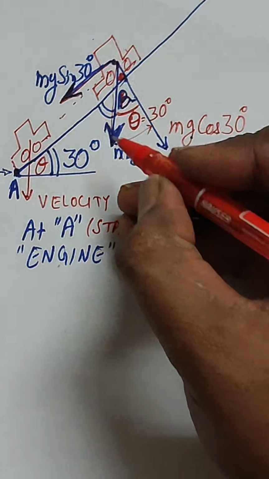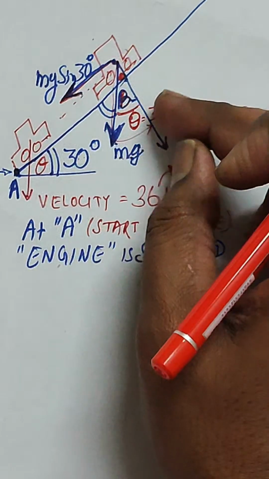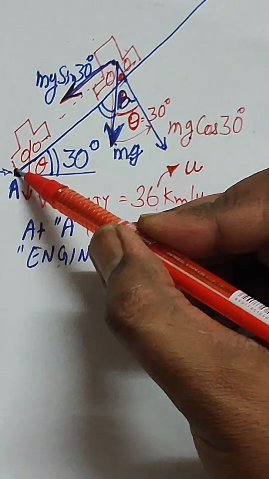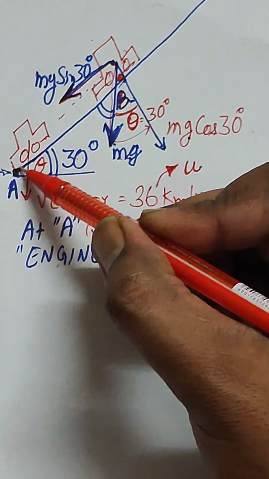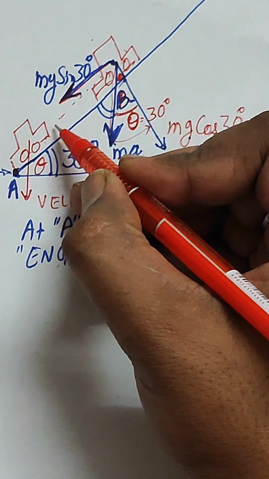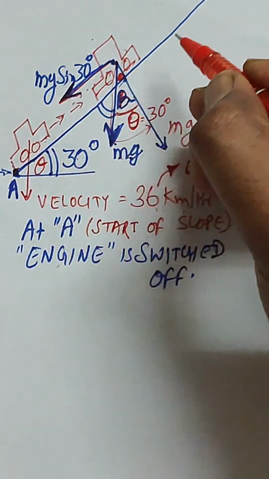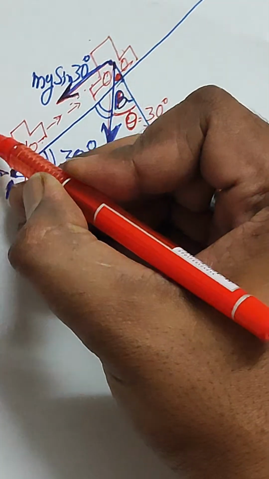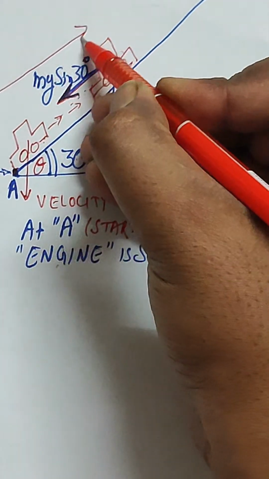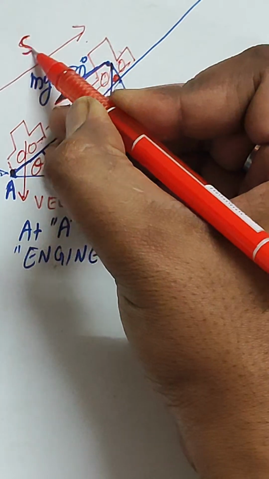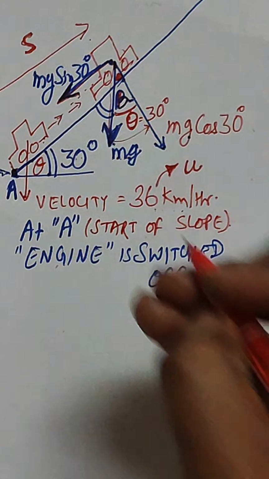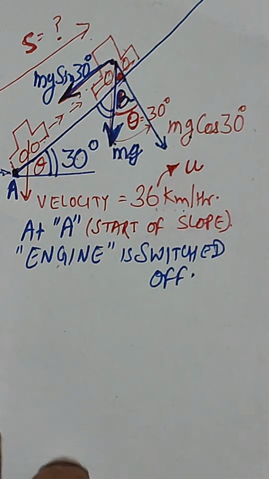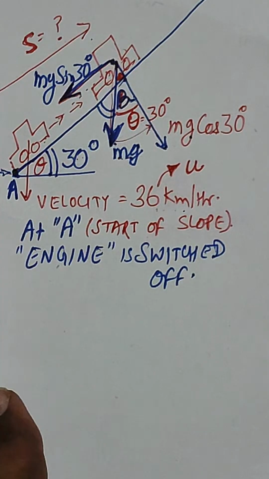And let's say if there is a friction, then friction will be acting in which direction? Let us see. The engine is stopped at this point, and the car keeps on going and stops at this point. We are going to calculate this distance, let's say this is s. This we need to calculate, that after how much distance the car is stopped.